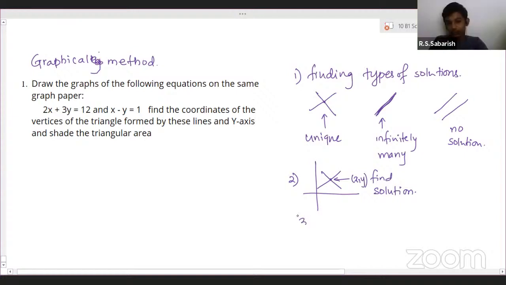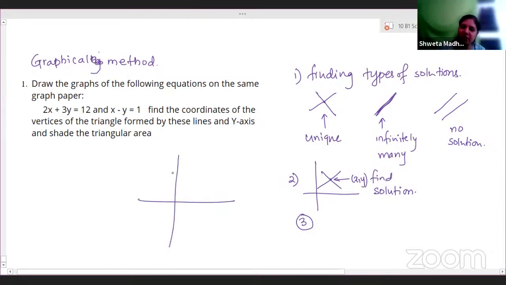Third, they will ask you to draw and shade the region where these 2 lines intersect either the x-axis or y-axis. You can see here, it is a Cartesian plane. Suppose the lines intersect like this. Now they will ask you to shade the region between the 2 lines and the x-axis. So this is one line and this is the second line. They intersect the x-axis at this point and this point. So this part you have to shade.